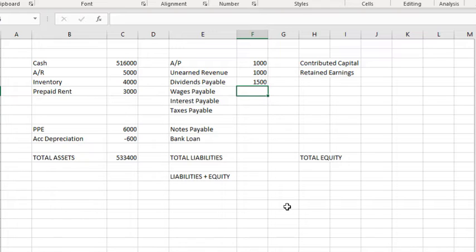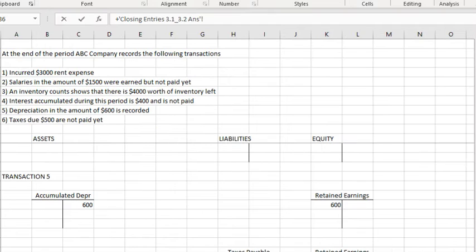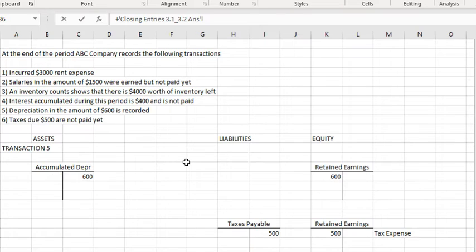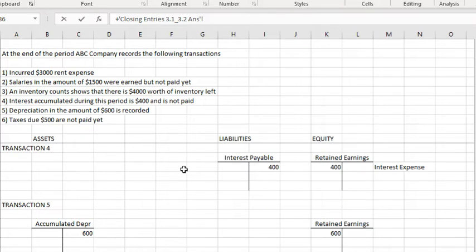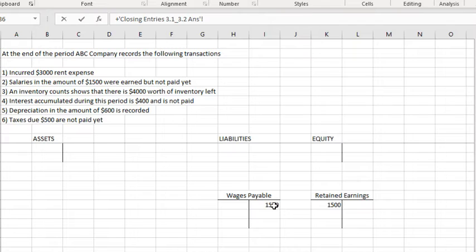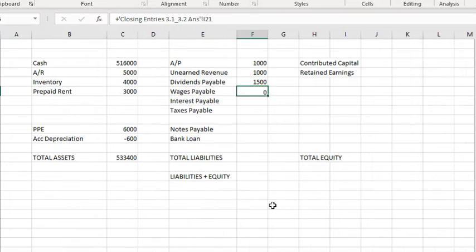And then there is the wages payable section, and we can find that under wages payable. The salaries were earned but not paid yet, so that's going to be our wages payable. We are going to record that as well.